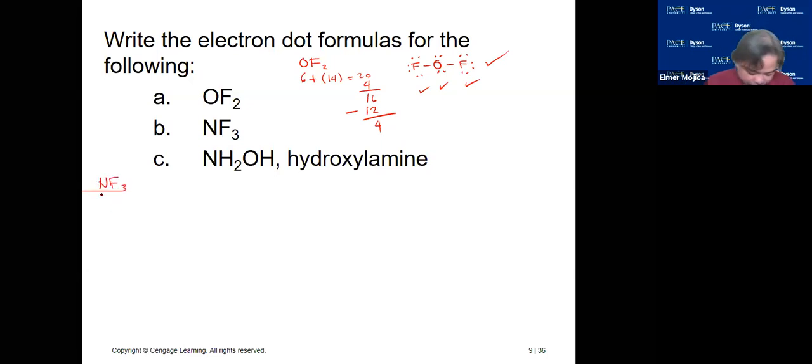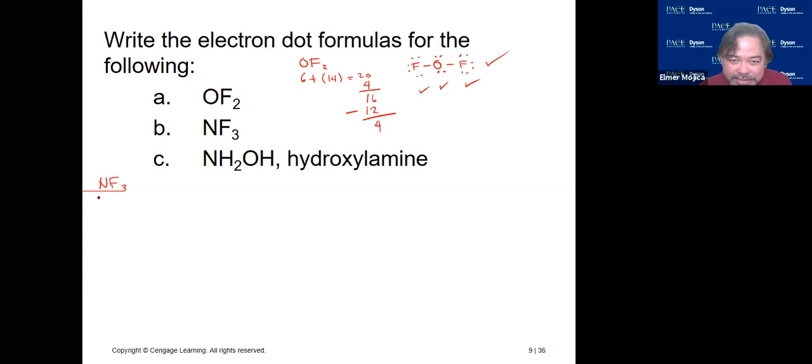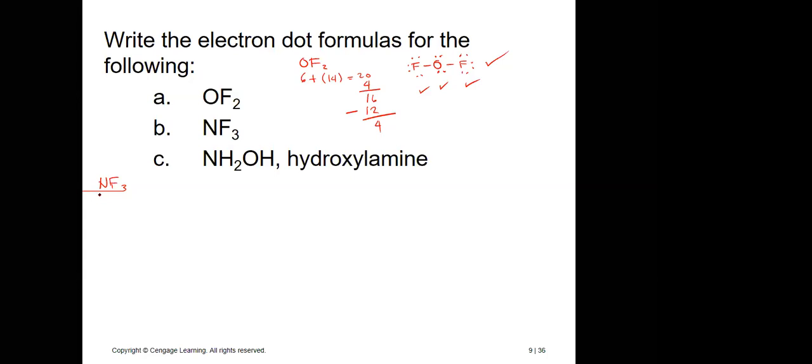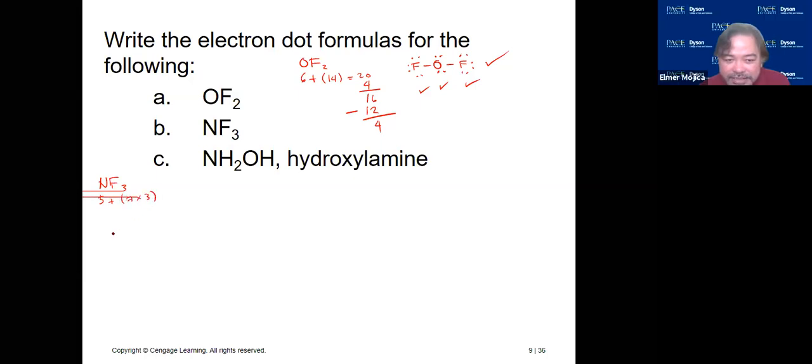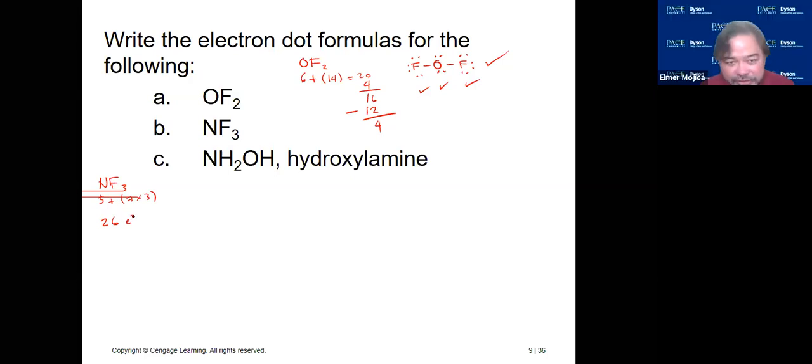NF3. So how do we put this? One N with the 3 F coming down. So N is what? How many valence electrons is N? 5. And then you have here 7 times 3, if I'm not mistaken, right? So that will give me overall 21 plus 5, that is 26 electrons, right? And what's the only possible way that we do it? You connect it like that.